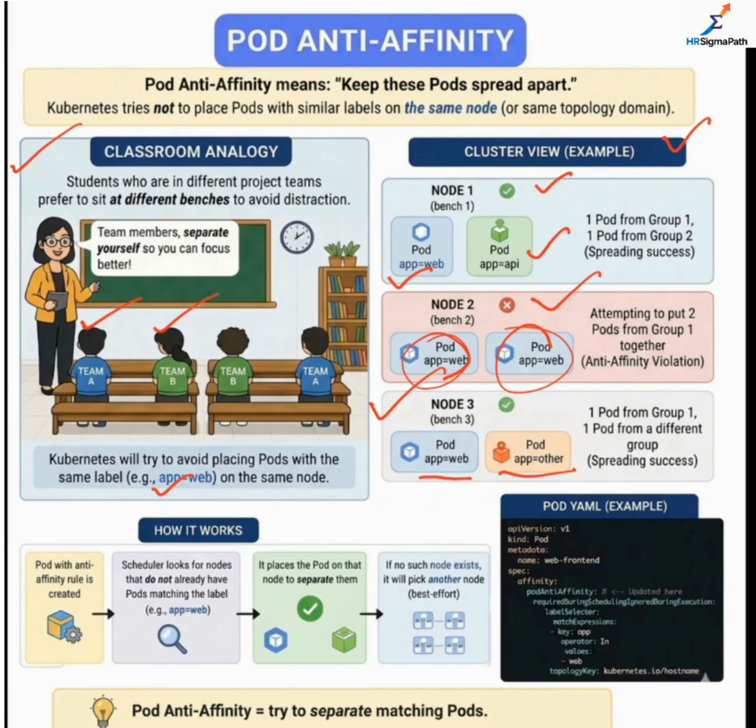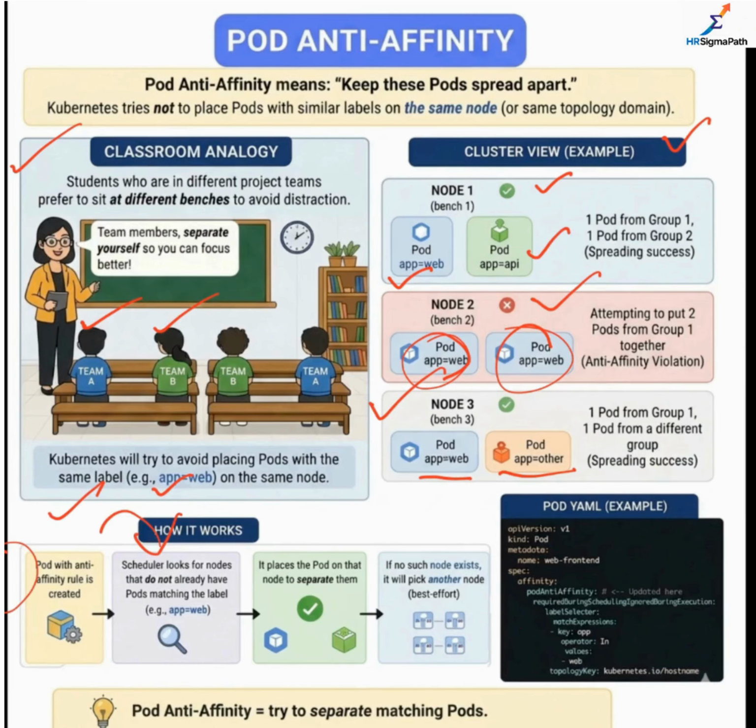So here Kubernetes tried to place two pods from the same group together. On node 3, or bench 3, we have one pod labeled app equals web and the other labeled app equals other. So that is another success. Pods from different groups are spread apart here. Kubernetes aims to distribute pods with the same label across different nodes, maintaining balance and isolation.